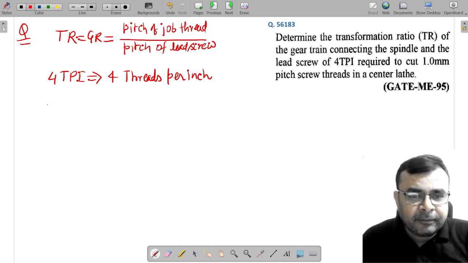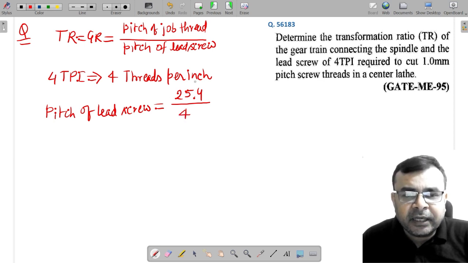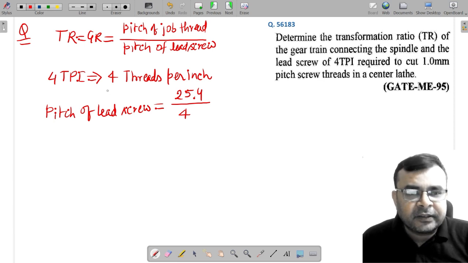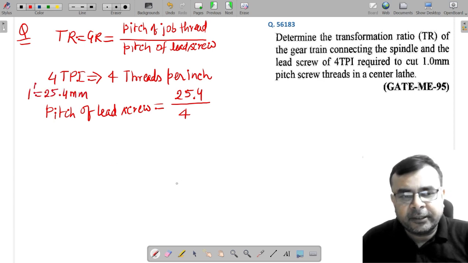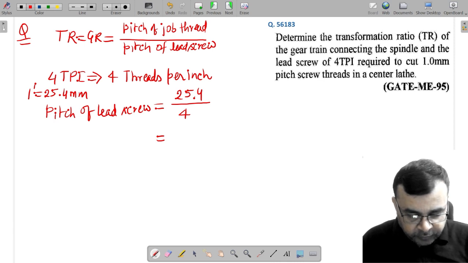So simply can I say the pitch of lead screw is nothing but 25.4 millimeter over 4. And what do you mean by 25.4? Because in 1 inch we have 4 threads. So how much distance is traveled for one thread? As you know, 1 inch is equal to 25.4 millimeter. Is it right? So that's why here I am writing this. So after simplifying this, here we get 6.35.